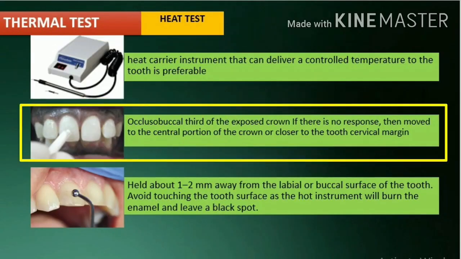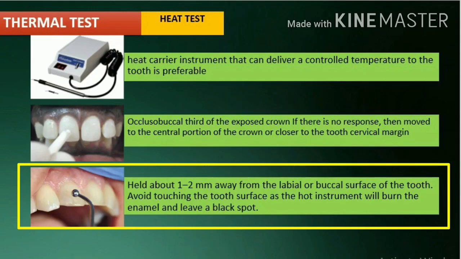Gutta percha sticks can be heated over a Bunsen burner flame until they are almost molten, at which stage they can be applied to the tooth surface. The heat is applied to the occlusobuccal third of the exposed crown. If there is no response, the hot substance can be moved to the central portion of the crown or closer to the tooth cervical margin. When a response occurs, heat should be removed immediately.